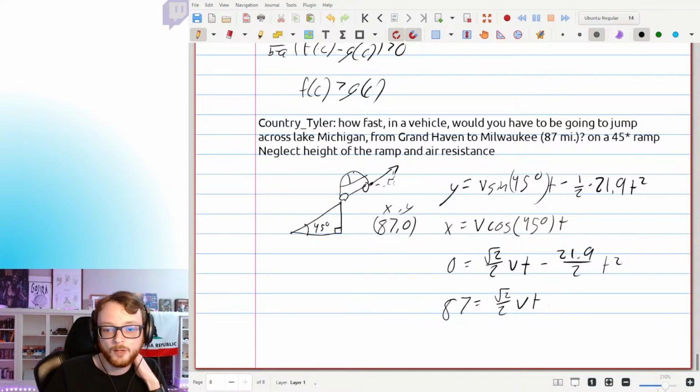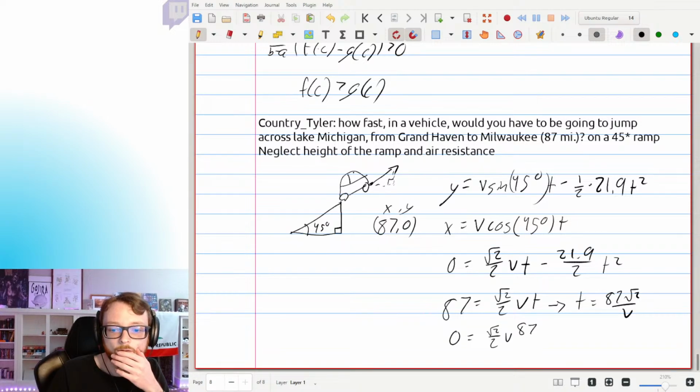So let's use the second equation to say that t is equal to 87 root 2 over v, and plug it in up here. Root 2 over 2 v, 87 root 2 over v. Oh, that's convenient. 21.9 over 2, 87 squared. That's less than convenient.